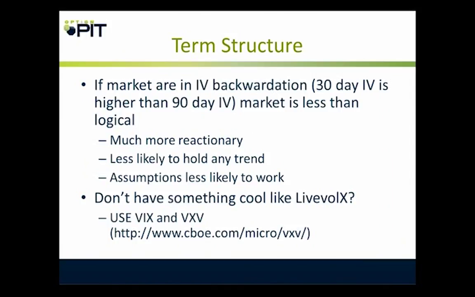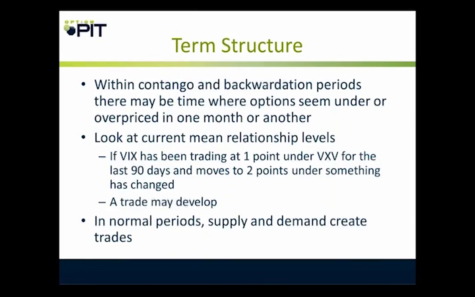All right. If you don't have my stuff, you can use VIX and VXV, VXMD, all these middle ones. So within contango and backwardation periods, there may be a time where options seem under or overpriced in one month or another. Look at current mean relationship levels. If VIX has been trading at 1 point under VXV for the last 90 days and moves to 2 points under, something changed, right?